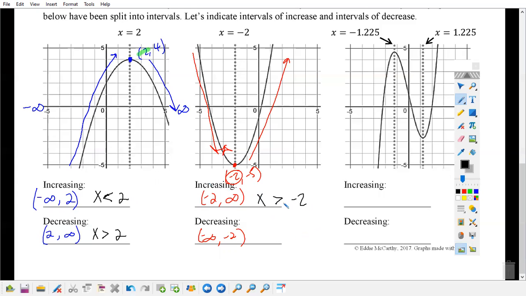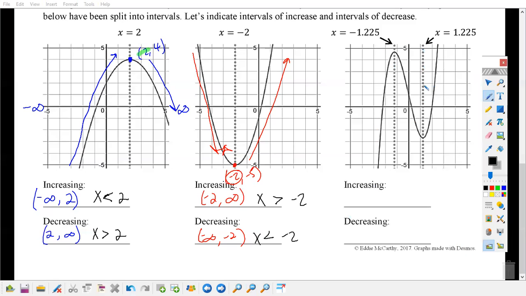And when you think about it, look at how the arrow's pointing. The arrow's pointing to the right? To the -2, it's pointing to the right. So to the right of -2, it is doing what? Increasing. To the left of -2, what is it doing? Decreasing. Do we see that? Yeah. Okay.